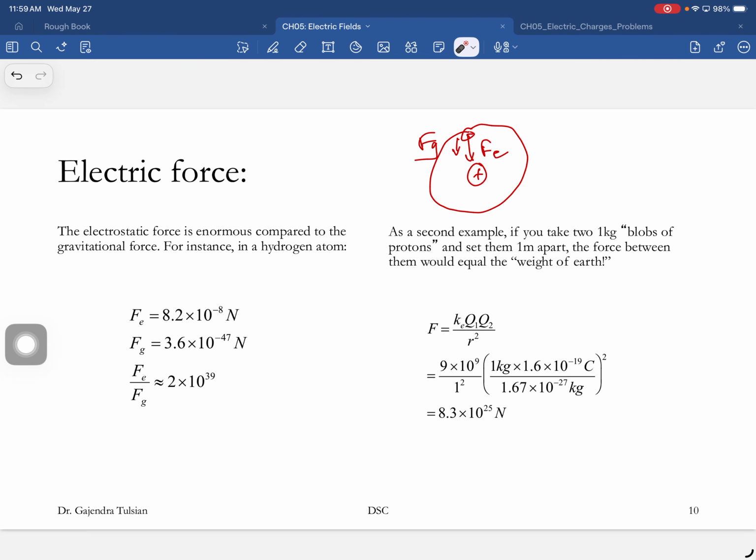And that's what this says. As a second example, if you take two 1 kg blobs of protons and set them 1 meter apart, the force between them would equal the weight of the Earth. So in general, in our everyday life, electrostatic forces are large, and that's why if anything gets charged, it gets neutralized fairly quickly.